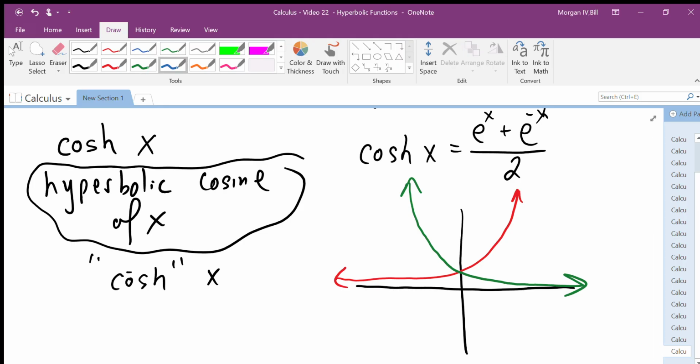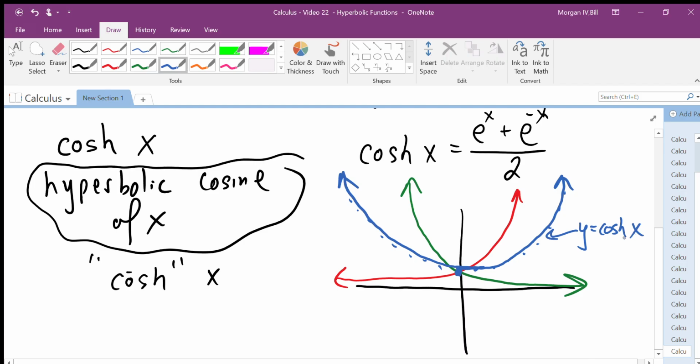The hyperbolic cosine is simply the average of these two functions. If you were to go halfway between both of those functions, put a dot, and then connect all the dots, you get the hyperbolic cosine. Where they intersect there on the y-axis is at 1. If I just were to put dots halfway between these two functions, you get something that looks kind of like this. And before you say, oh, it's a parabola, well, it's not a parabola. It's wider than a parabola. This is the graph here in blue of y equals hyperbolic cosine of x.